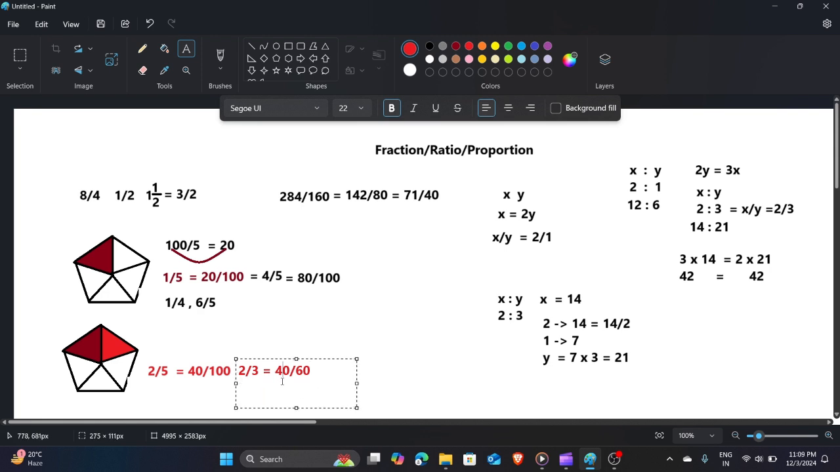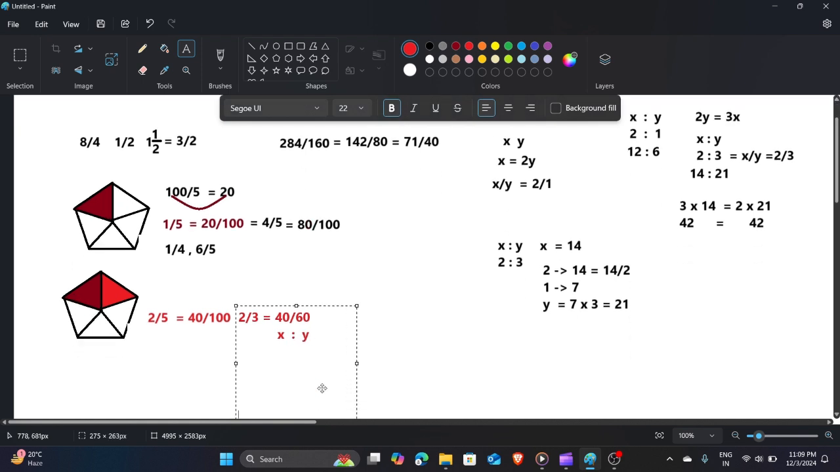Like suppose this is the value of x. Okay, this is x, and this is y. Okay, and now they are in ratio. Oh sorry, sometimes I make these mistakes. And now you can say that they are nothing but 2 ratio 3.